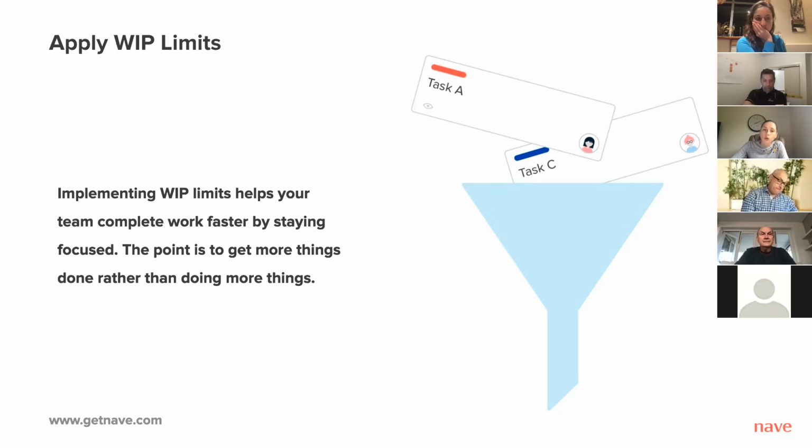You need to control the amount of work that goes in and out of the system to prevent that effect. Implementing WIP limits helps your team complete work faster by staying focused. The point is to get more things done rather than doing more things.